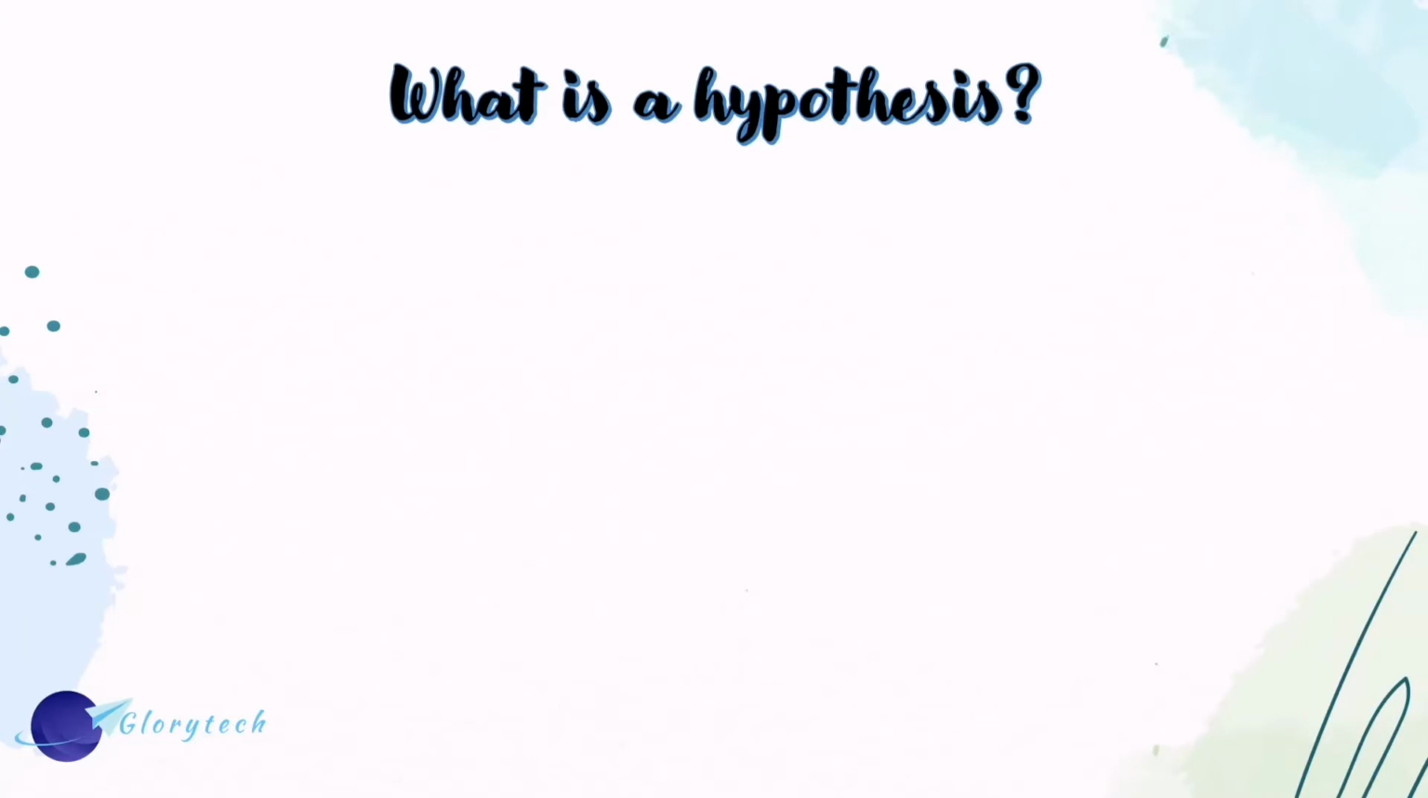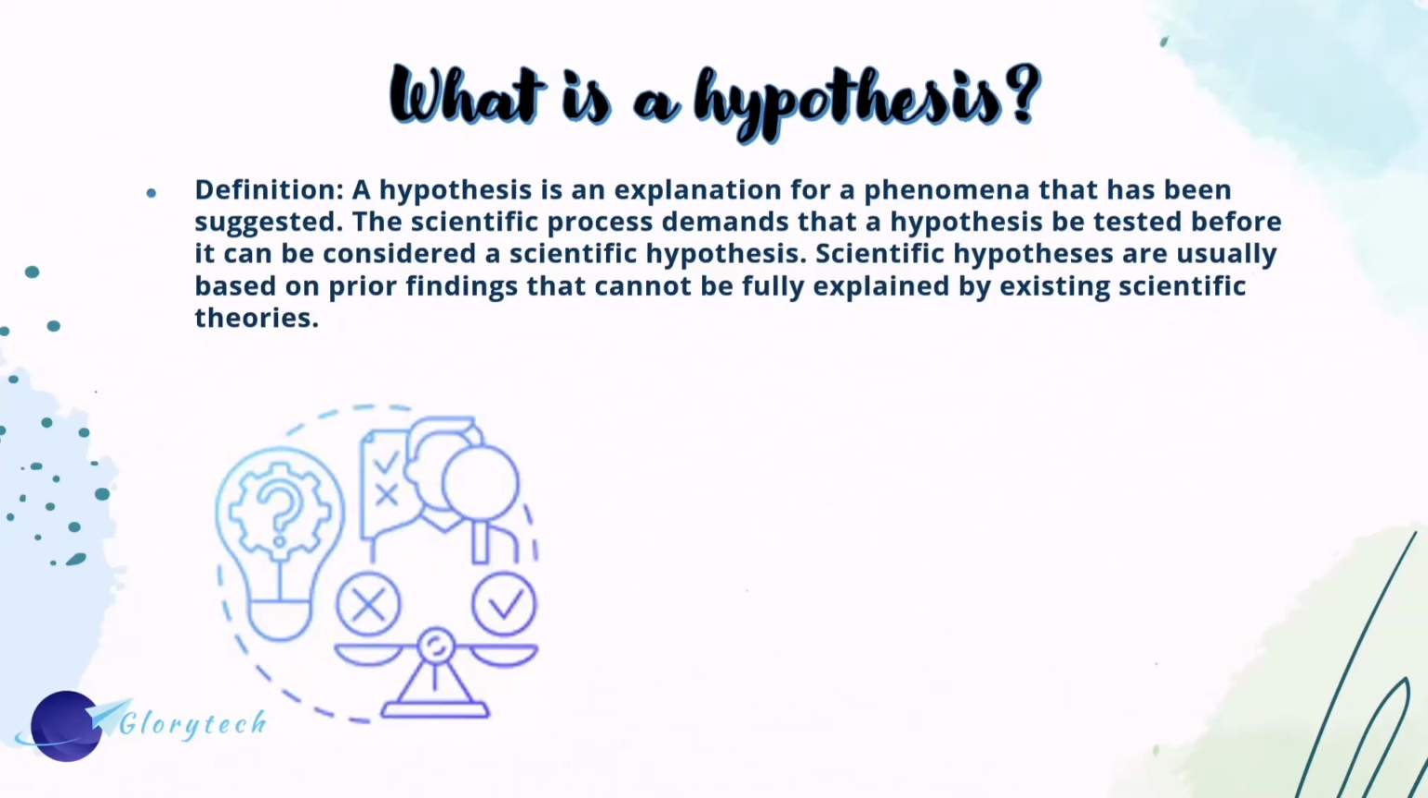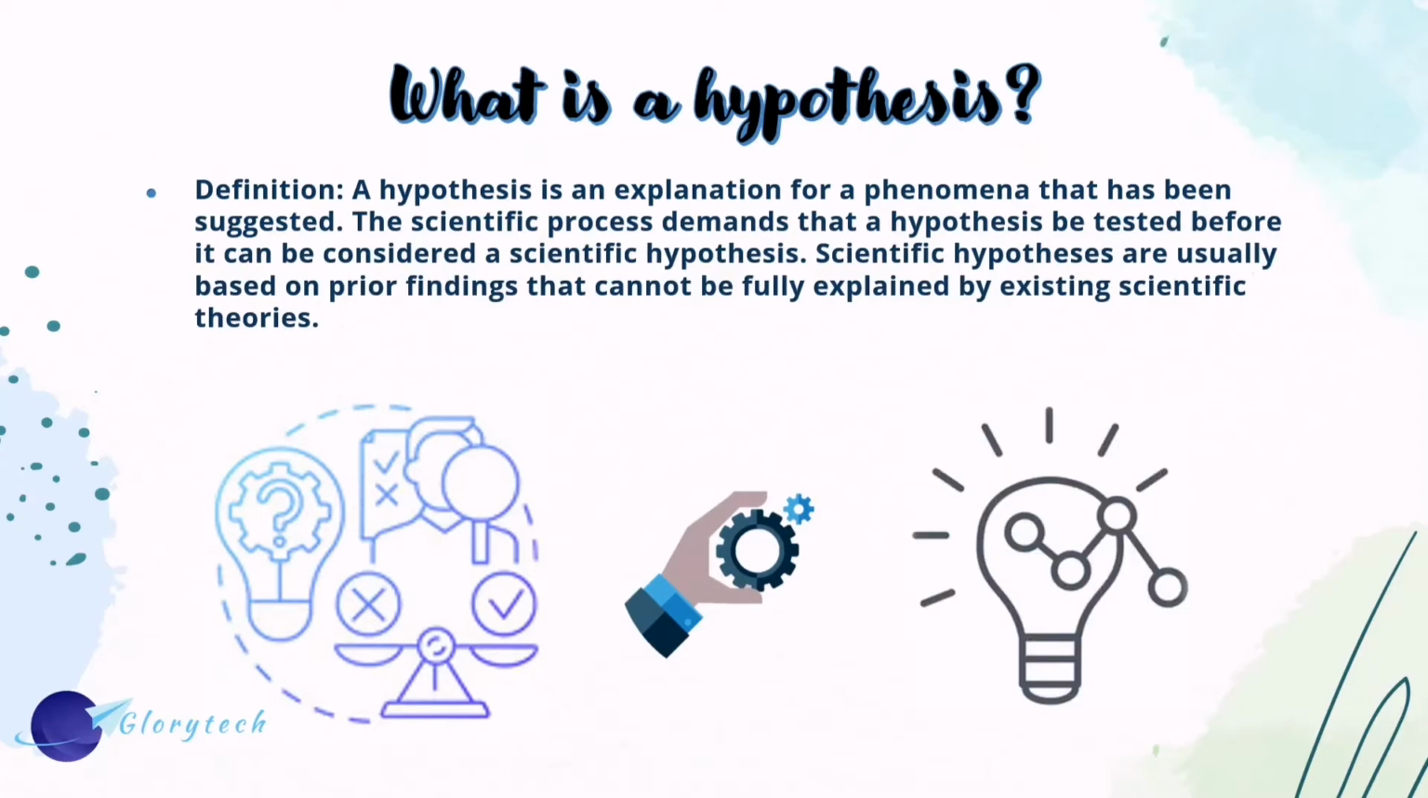First of all, what is a hypothesis? By definition, a hypothesis is an explanation for a phenomena that has been suggested. The scientific process demands that a hypothesis be tested before it can be considered a scientific hypothesis. Scientific hypotheses are usually based on prior findings that cannot be fully explained by existing scientific theories.